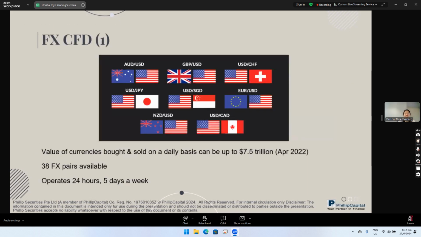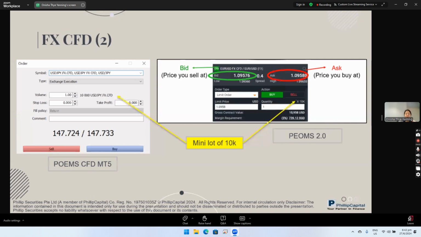Now, here we offer FX trading in the form of CFD, where there are up to 38 pairs available for trading. Due to its global nature, involving various financial centers across different time zones, FX operates 24 hours and 5 days a week. Next, here are our 2 platforms, which are POEMS CFD MT5 and POEMS 2.0.